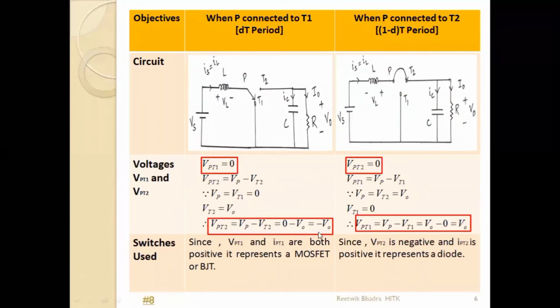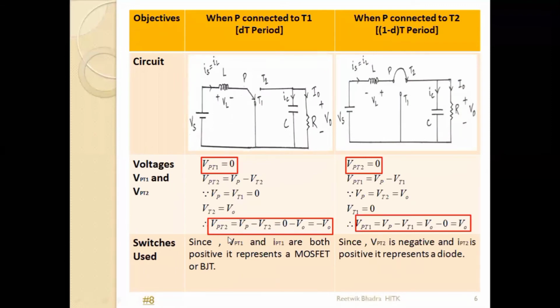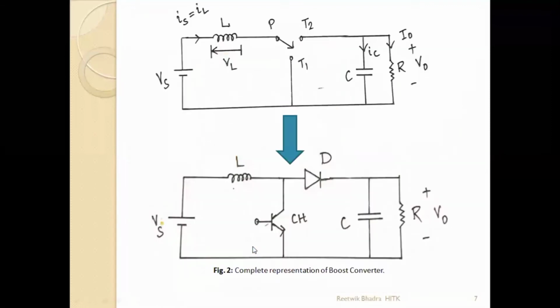Next one, PT2 is negative voltage, 0, so negative voltage. And PT2 current is 0 and positive current. So positive current, negative voltage means diode. So this is what my last point represents. In the next slide you will see this representation. Check whether I have drawn it correctly or not.